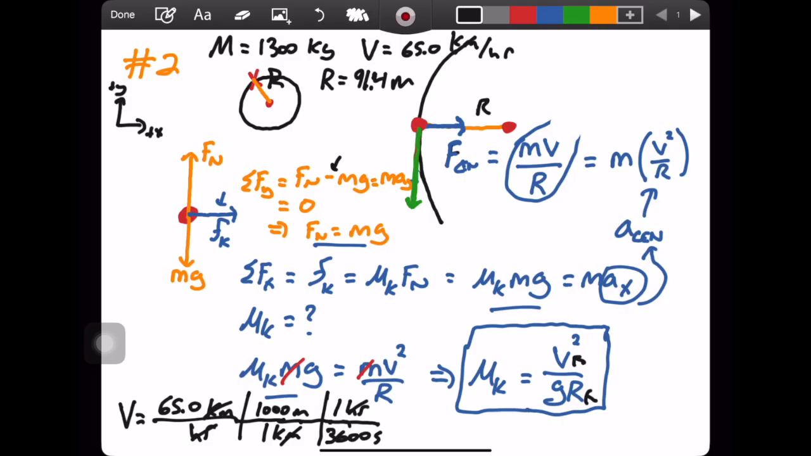And so all I would do to get v is just multiply all of the top and divide by all of the bottom. And so I have 65.0 times 1,000 times 1 divided by 1 times 3,600. And that's how you would convert it into meters per second. And once you make that conversion, you put that term right here. And again, the radius term is this 91.4 meters. And so that's how you'd go about solving this problem.